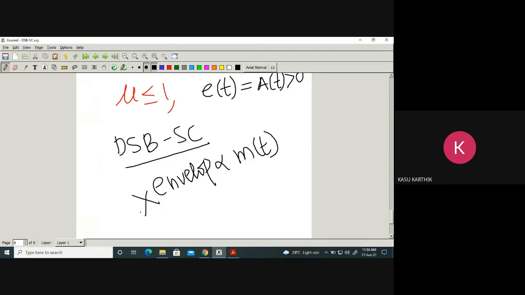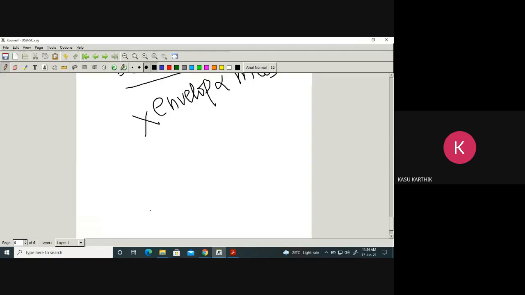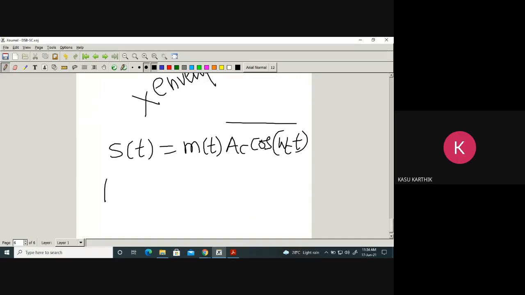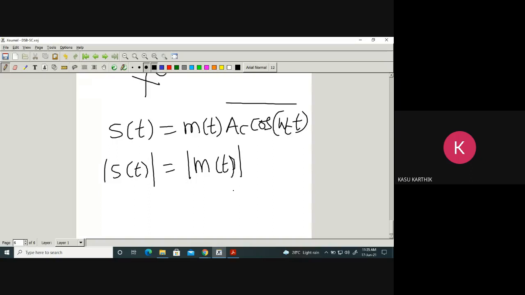It need not be proportional to m of t. Why? Suppose you take s of t, it's simply m of t into AC cos omega ct, that is M of t into C of t. Now you take mod of S of t. That is nothing but the envelope. What is this? Mod of M of t. So the envelope is mod of M of t.